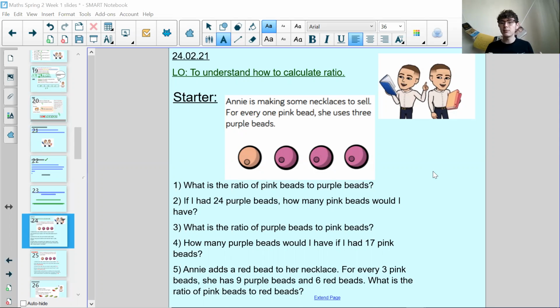So Annie is making some necklaces to sell. For every one pink bead, she uses 3 purple beads. Okay, so you've got 5 questions on there to answer, and I will come back to you once you've paused it and had a go.